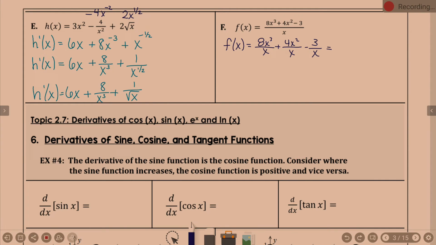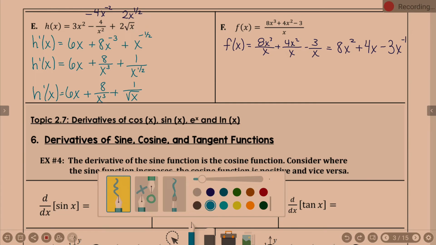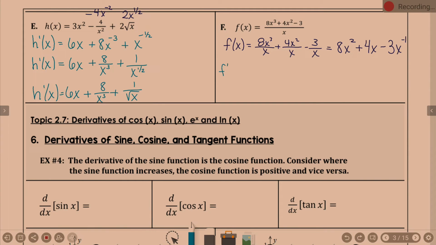Okay, so 8x cubed divided by x means I'm going to be taking the derivative of 8x squared. 4x squared divided by x means we're taking the derivative of 4x. 3 divided by x means I'm taking the derivative of 3x to the negative 1. That's me writing out what I'm taking the derivative of. Maybe you find that unnecessary. I call it helpful. I also struggle, as a calc teacher who's been doing this for years, to figure out how quickly your brains pick all this up.